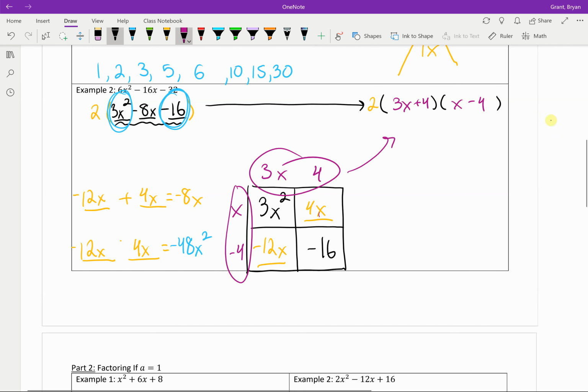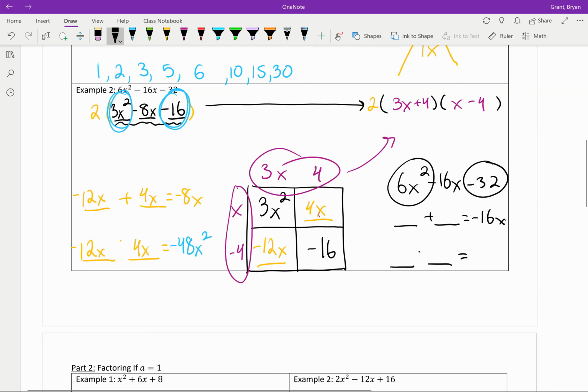Now, what if you didn't notice there was a greatest common factor? 6x squared minus 16x minus 32. Could we still do the box method? Sure. The problem with the box method is you'll need two numbers that add to make negative 16x, that's fine, but then they have to multiply to equal the first times the last. And let's see, 6 times 32 is 192. I don't know all the factors of negative 192, right? 48 I could look at, I knew most of those factors. This one's much harder. So by taking out a greatest common factor, you just make your factoring life easier.